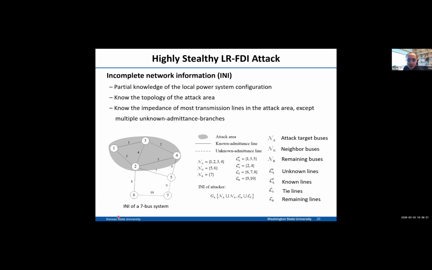We use a gray area to represent the attack area, and the attacker aims to compromise bus 1, 2, 3, 4. And for the solid line, the attacker knows their parameters. For the dotted line, the attacker doesn't know their parameters. Here, the attacker doesn't know the parameters of line 2 and line 4. So this is the definition of incomplete network information.